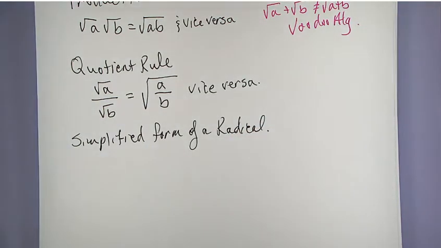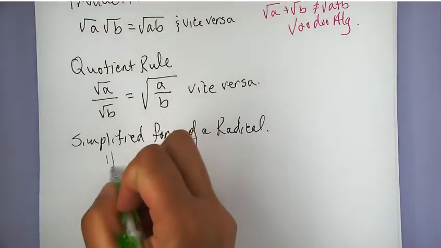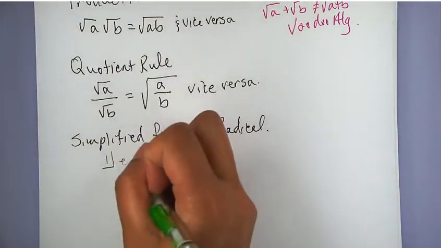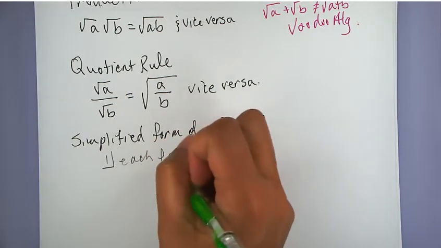The simplified form of a radical. Let's see if you can read it just as well. Yeah, almost. It says each factor. Oh, I know what I did this for. I typed the notes out. And you will have this in your notes, and it'll be written in much more detail. Each factor's power.